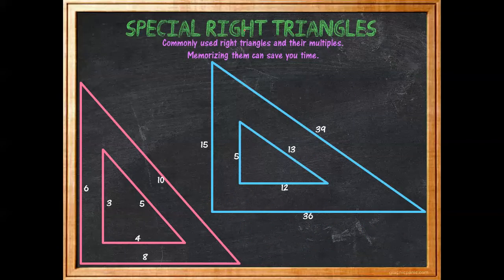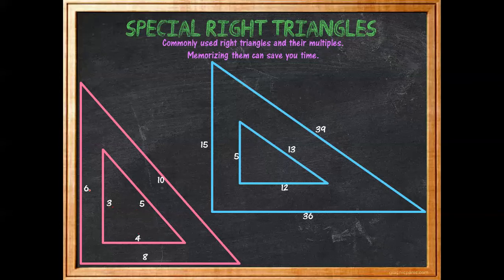Now, these are special right triangles. They're commonly used triangles and they're multiples. So by memorizing them, it will save you a lot of time. Okay, one of them is a 3, 4, 5 triangle. If you see this 3, 4, 5, you know it's a right triangle.